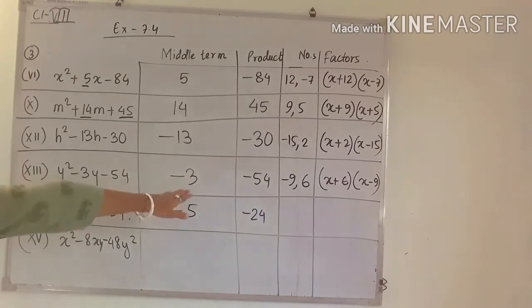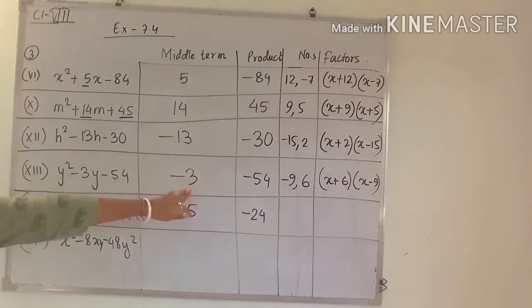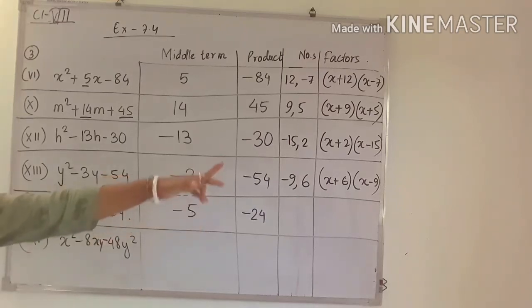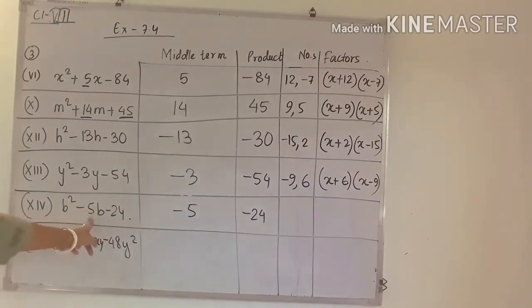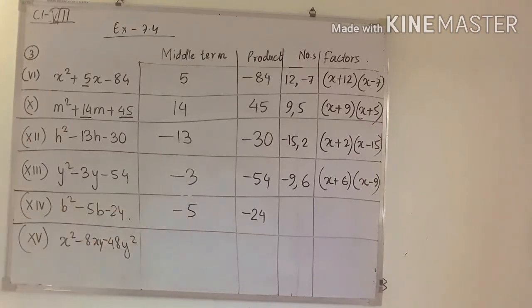So minus 9 plus 6 will be what? Minus 3, okay. So see, these are the two numbers, so the factors will be x plus 6 into x minus 9.